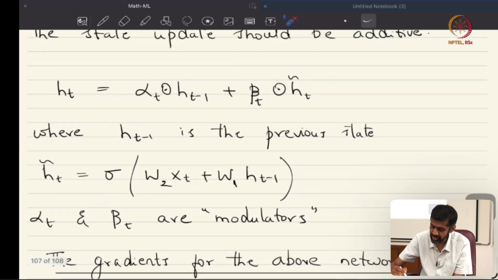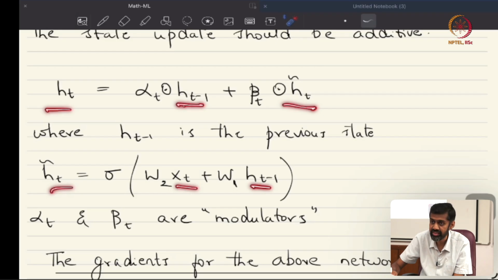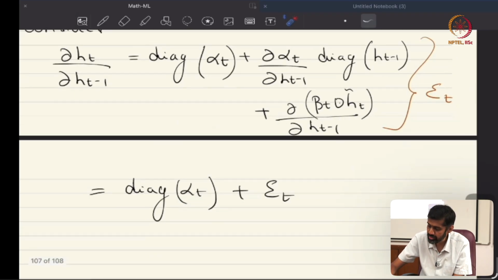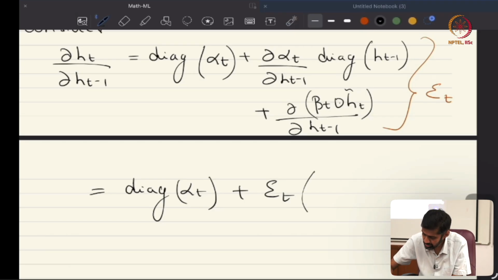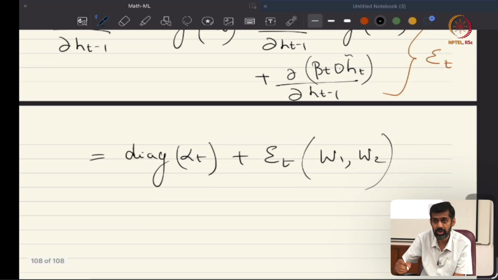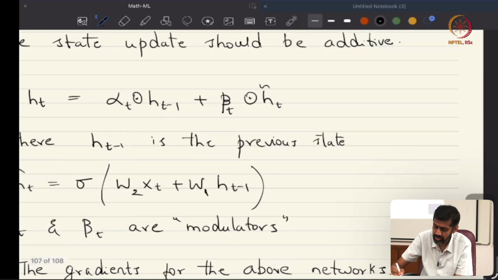See, h t here depends on h t minus 1 and h t tilde. h t tilde depends on x t and h t minus 1 through W1 and W2, correct? So these terms which I am calling epsilon t actually depend on W1 and W2. I don't care about that. All I am looking at is diag of alpha t, which is independent of W1 and W2. This independence is coming through this particular term.